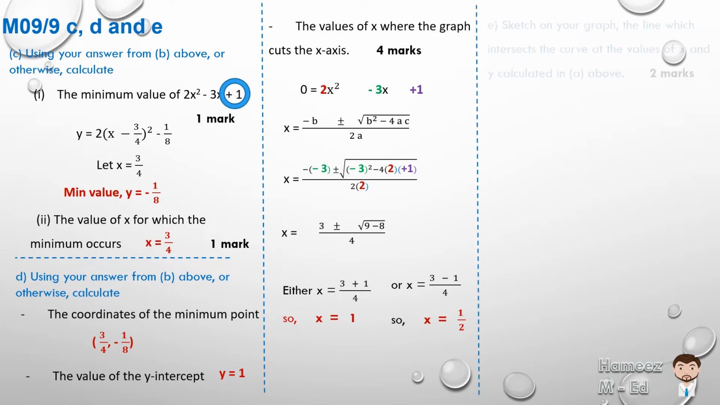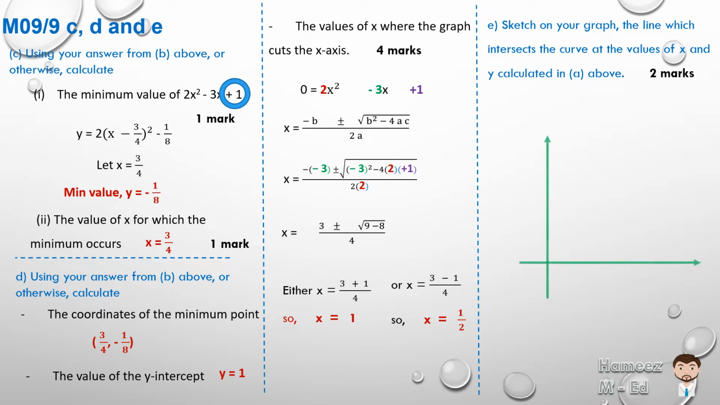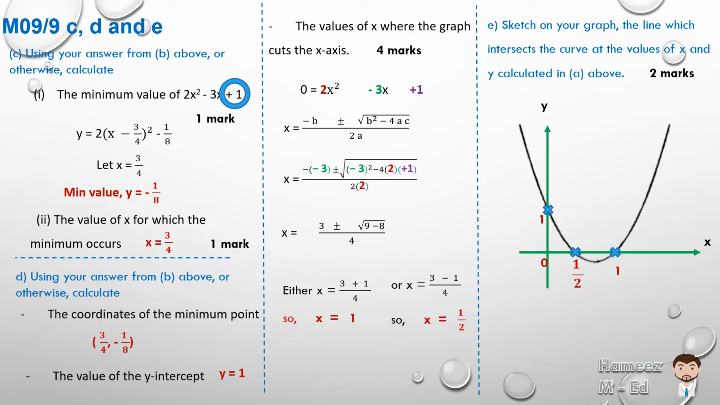Part E. Sketch on your graph the line which intersects the curve at the values of x and y calculated in A. So let's make a little sketch. We know the curve cuts at the point y equal to 1. We worked it out in part D. And we just saw where it cuts the x-axis at x is equal to a half and x equal to 1. So we know the roots of the equation. So we know 3 points. So let's draw that curve through it.